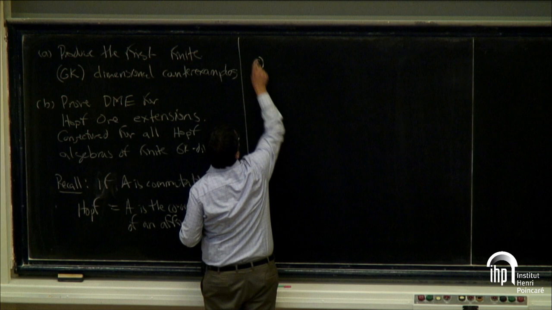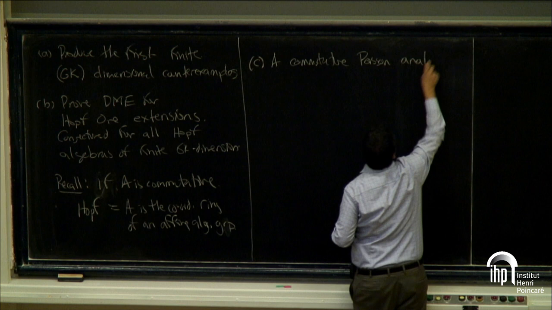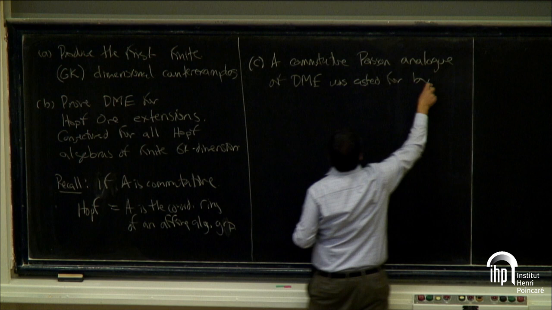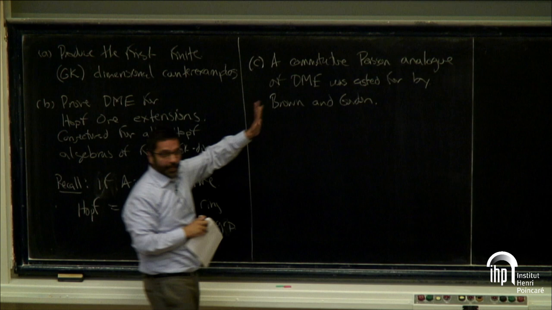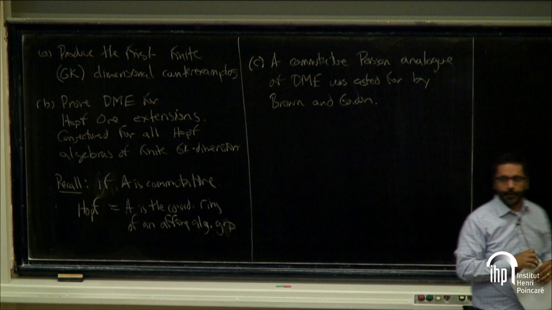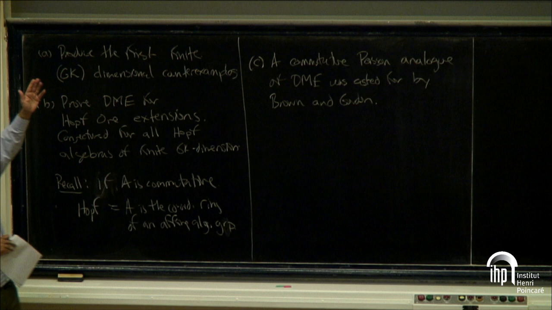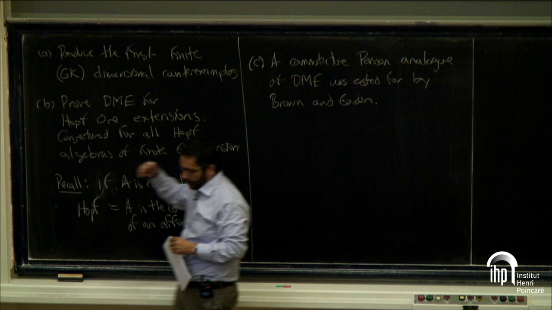Third theme is a commutative Poisson analog of DME, which was asked for, though I don't know that it was conjectured, by Brown and Gordon around 2003. This is actually in the commutative algebraic setting, but you have a Poisson bracket. It's not uncommon that there's a trade-off between non-commutativity and additional structure. So here you have an algebra with a Poisson bracket, and you take an analogous statement. You look at Poisson ideals, and you have natural analogs of those three notions, and you ask if they're equivalent in this commutative setting. And they can actually be obtained by some standard process called semi-classical limit from non-commutative things.